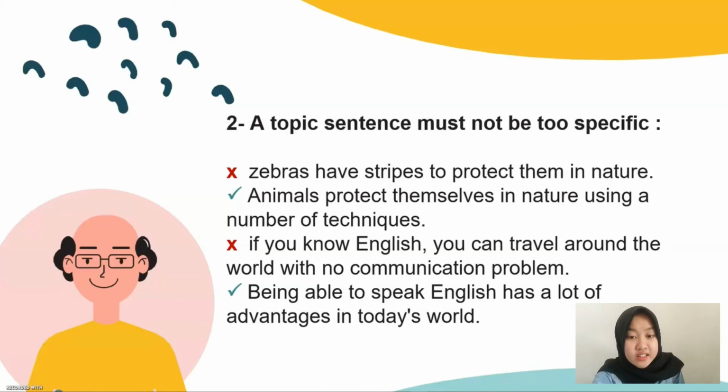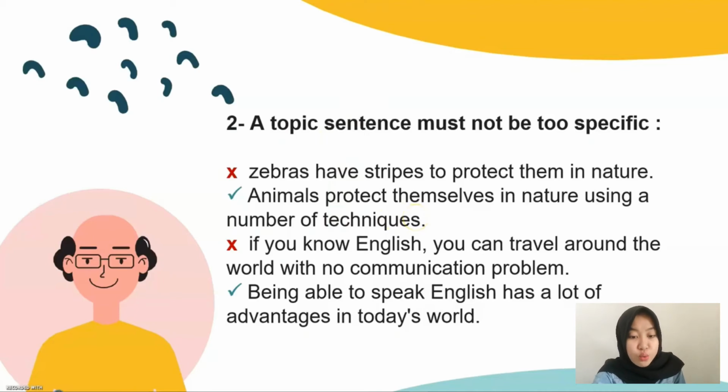Not really. And the reason is because the sentence is too specific. The sentence is actually too detailed, and there is no way you can explain it in one paragraph. There is no way you can explain it in one paragraph again because it's too specific. So this is not a good topic sentence. But then again, I can say something to make a good topic sentence. Animals protect themselves in nature using a number of techniques.